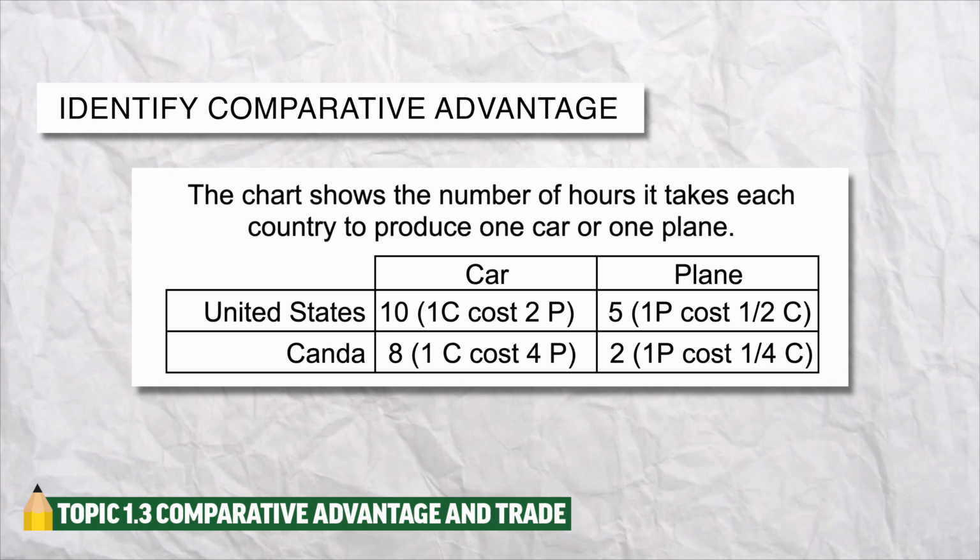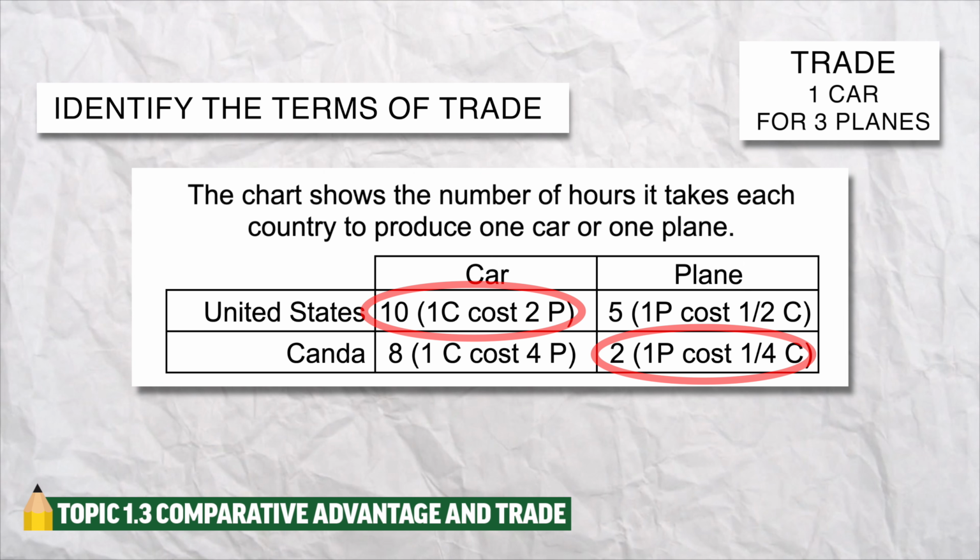Who should specialize in cars? Well, the United States, because they only give up 2 planes, and Canada gives up 4 planes. The US has a lower opportunity cost. And Canada should specialize in planes because each plane costs them 1/4 a car. For the United States, it's 1/2 a car. And trading one car for 3 planes is a mutually beneficial terms of trade.